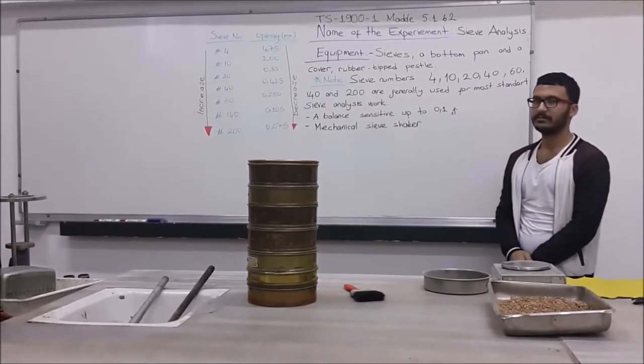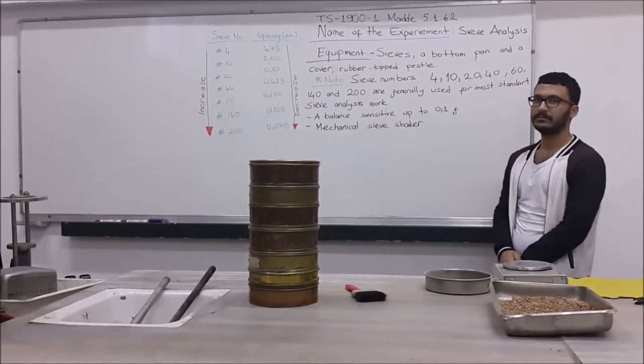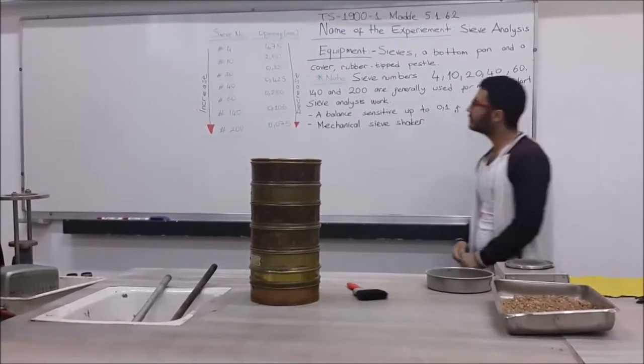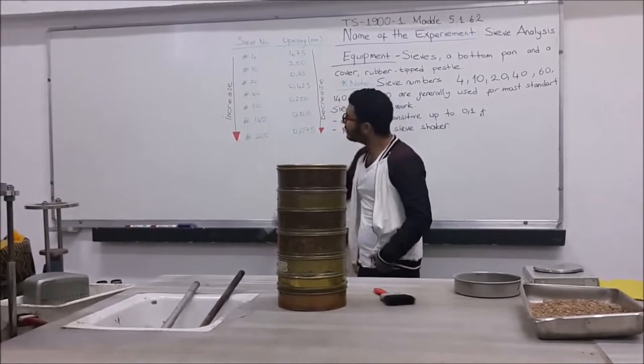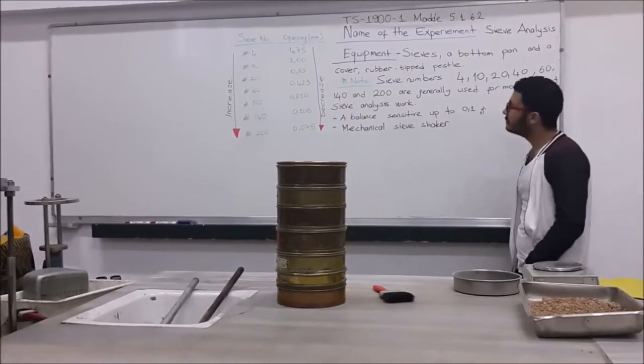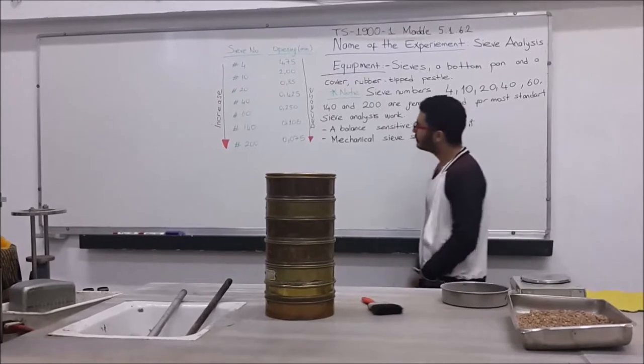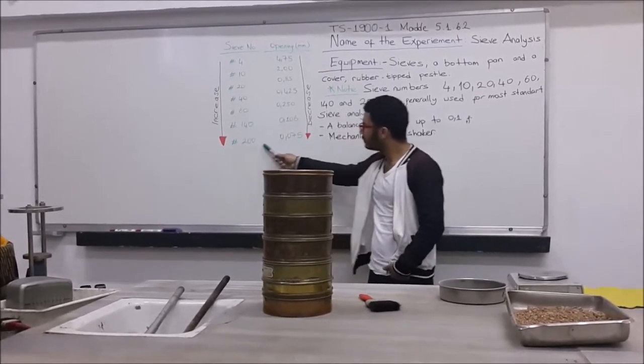Note that as the sieve number increases, the sieve opening decreases. Number 200 sieve is the sieve with the smallest opening that should be used for the test.